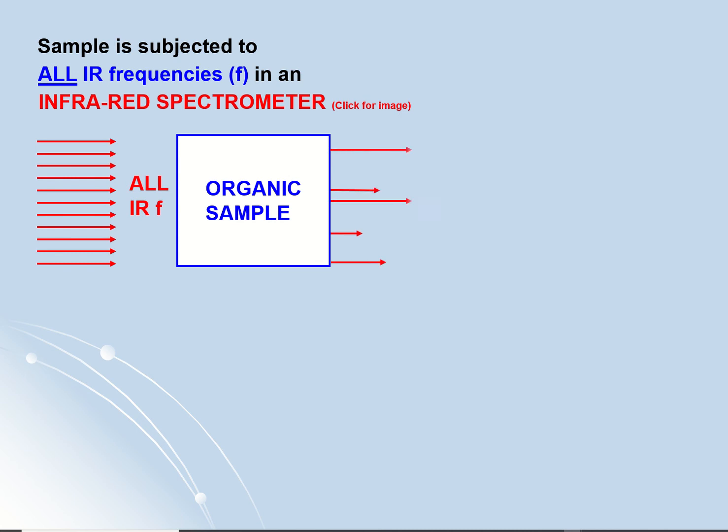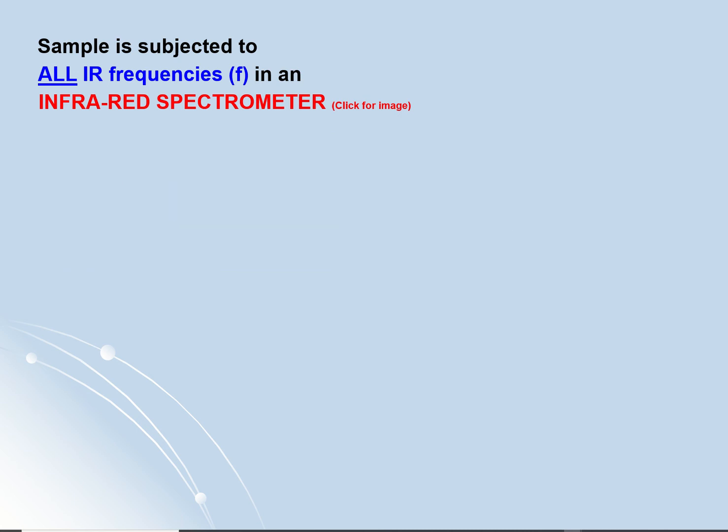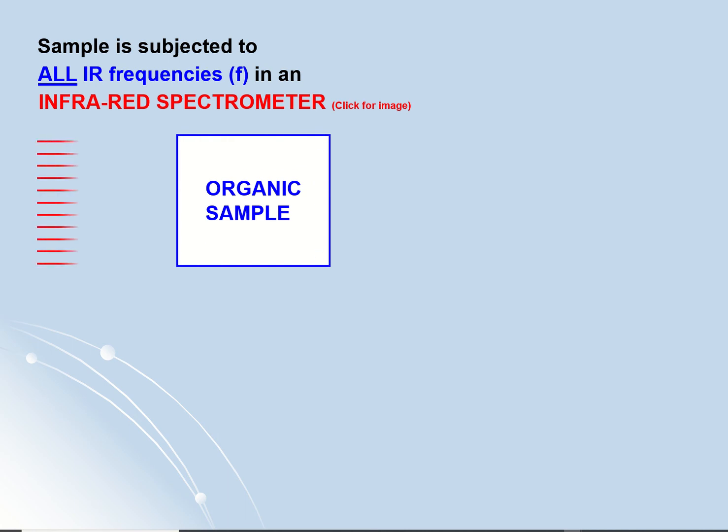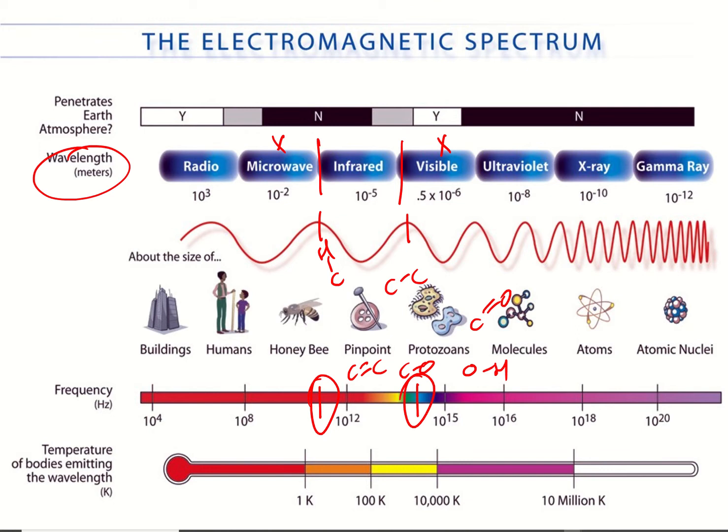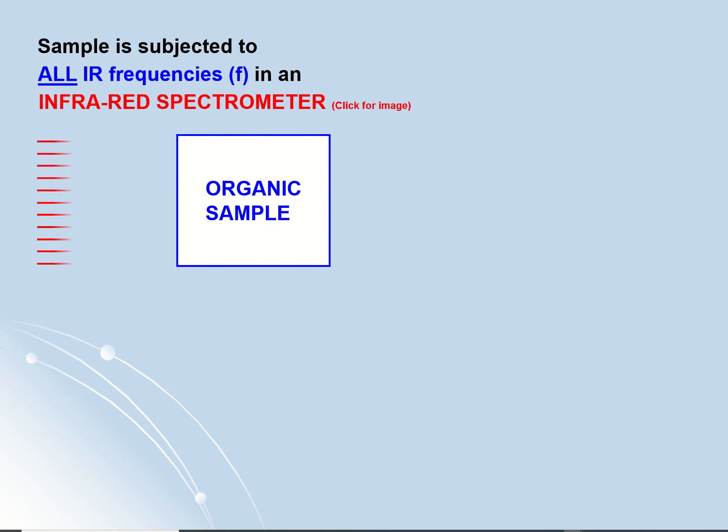So in infrared radiation, we will take our organic sample and pass through it all frequencies of infrared radiation. If I go back to here, the frequencies that we're talking about, in terms of hertz, are probably about 10 to the 10 hertz, roughly, till about 10 to the 14 hertz. So that's the range of radiation frequencies that we will pass through our sample.